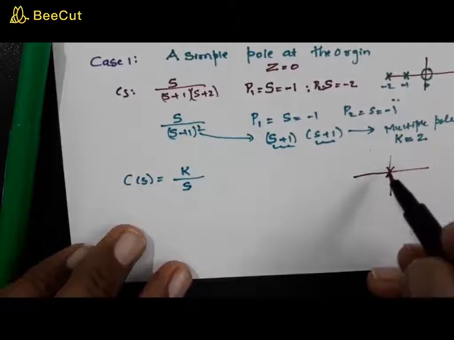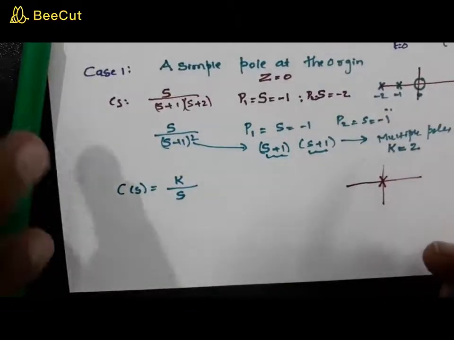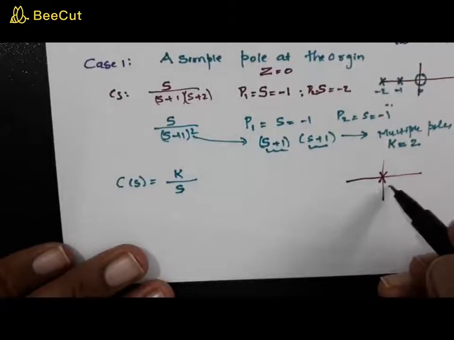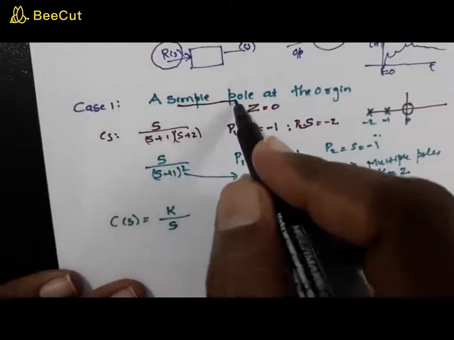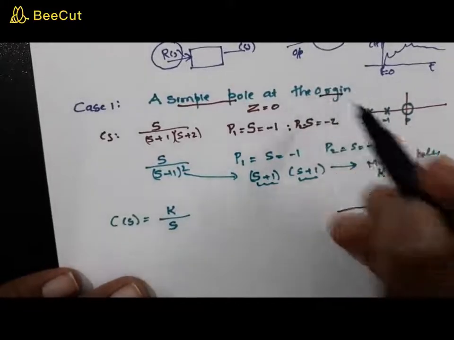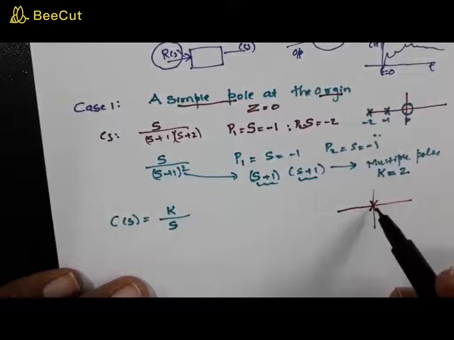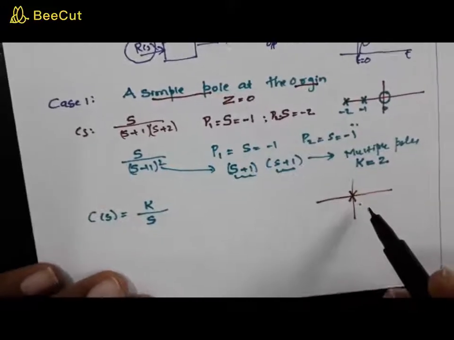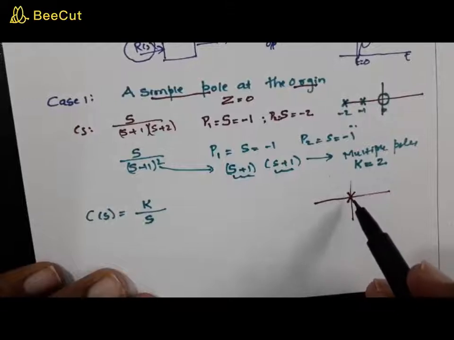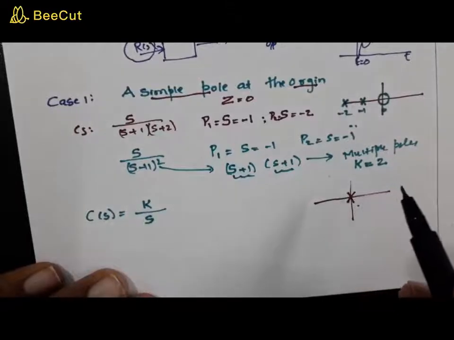Now we are going to study the response, the effect of this. What is this called? This is actually a simple pole. Why? Because at z, a simple pole at the origin. Why at the origin? Because this stays at the origin at s is equal to 0, right? Now, not only that, why is it called a simple pole? Because at that location you have only one pole.